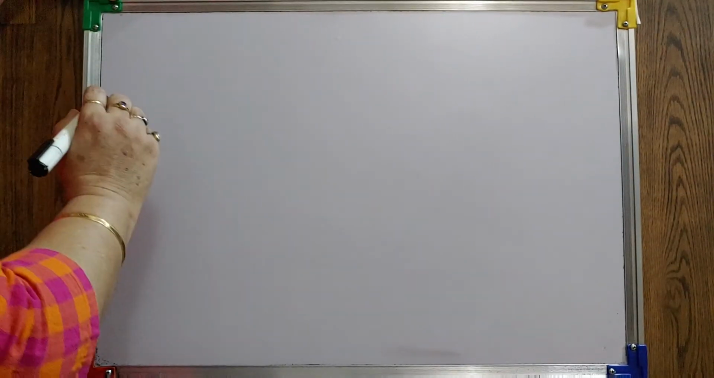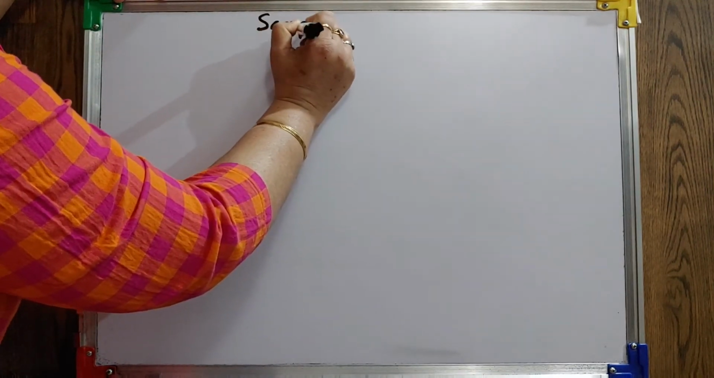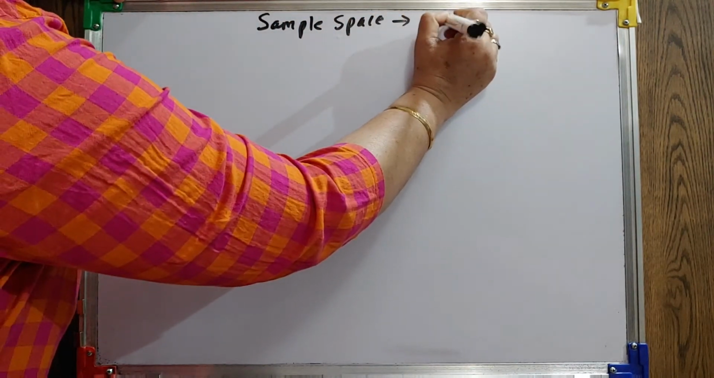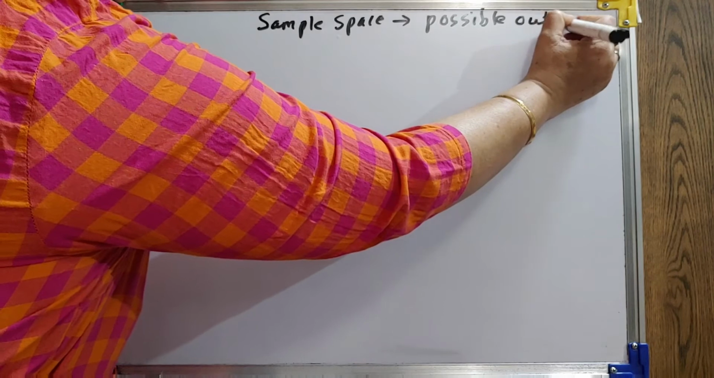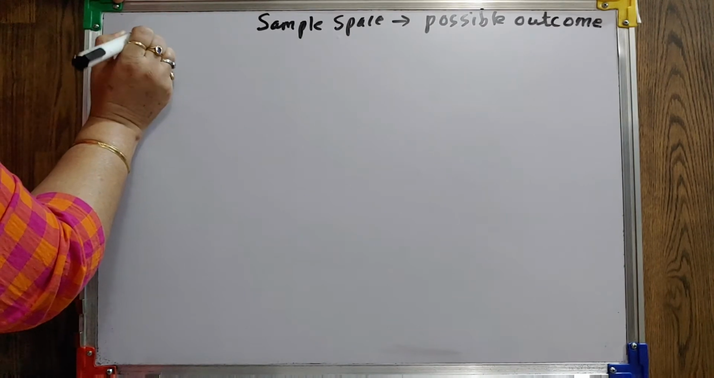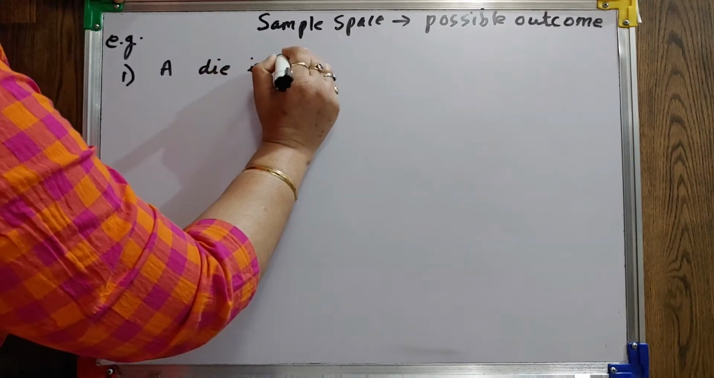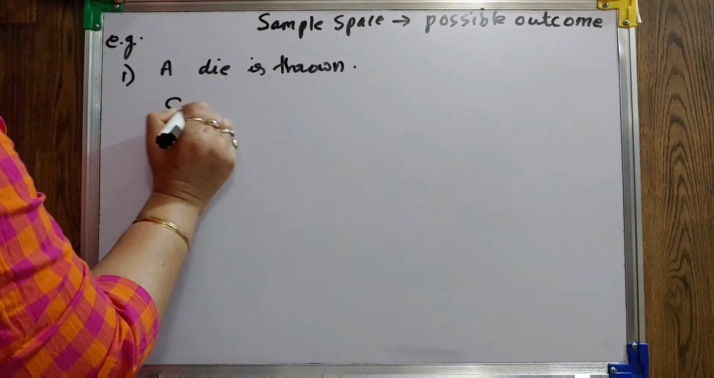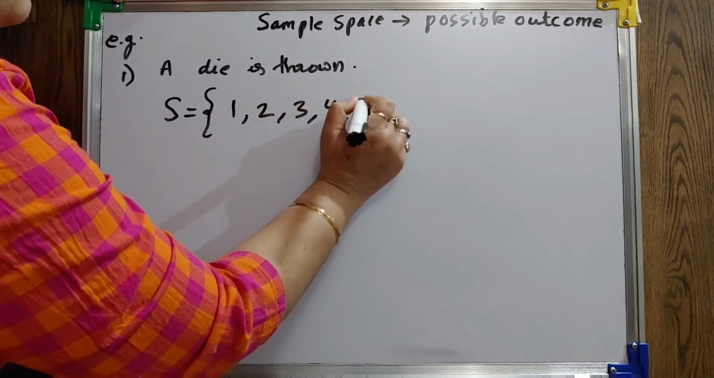In this topic, first we are dealing with possible outcomes, which is known as sample space. Sample space means possible outcomes, which has to be written in set form. For example, a die is thrown. So my sample space, when a die is thrown, has 6 possible outcomes.